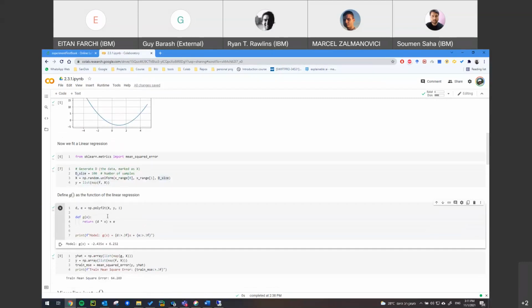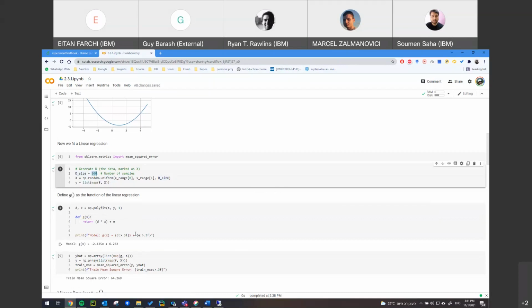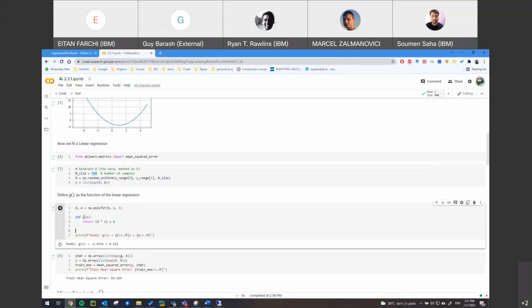Another comment here: this is the data. In reality, this is the only thing you get. All you have is the 100 points. You don't know that the relation is a parabola, and you have 100 points. Exactly. And we're trying to create this function, g of x, which has 2 parameters, d and e.